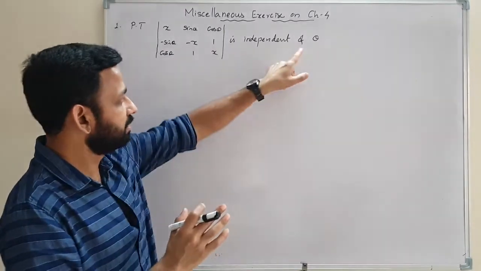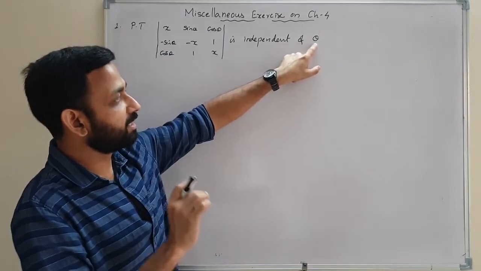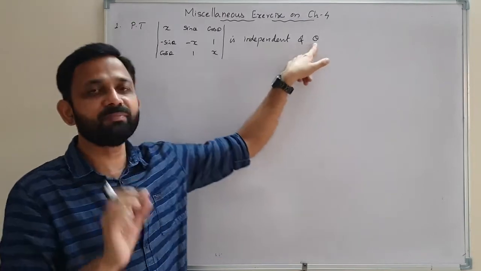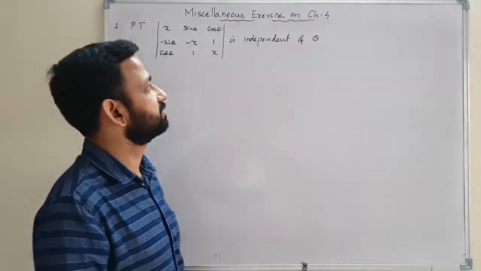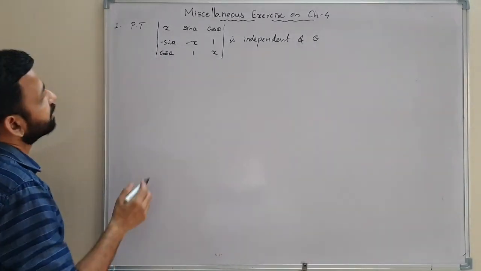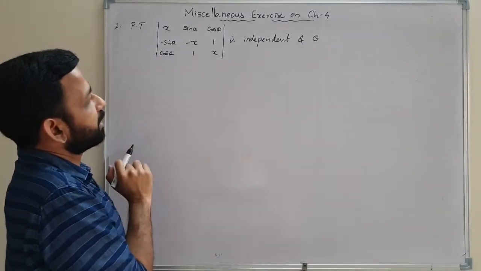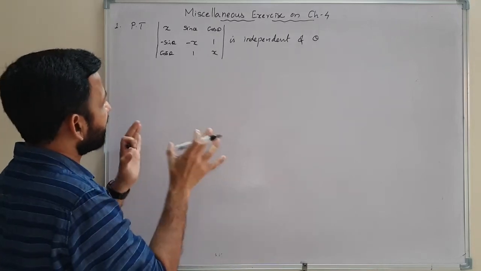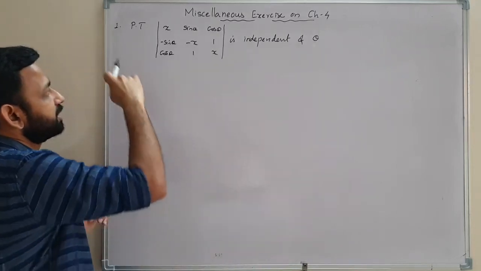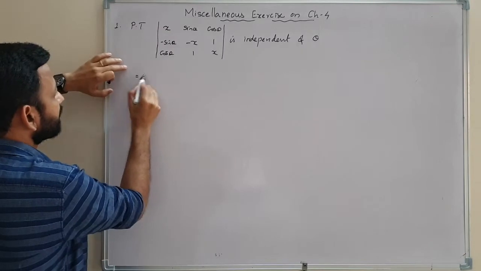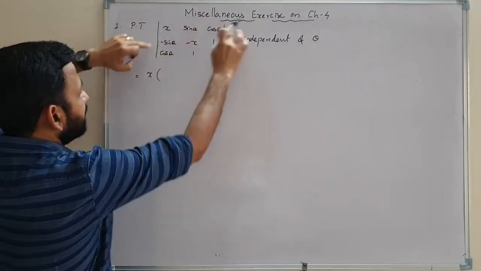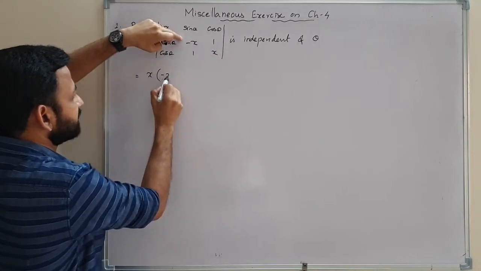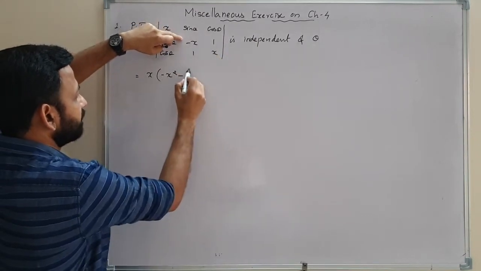That means in the value of the determinant, theta or trigonometric functions should not be there. So let us try. We are going to find the value of the determinant by using the first row. First element x into deleting, then minus x into x, that is minus x square minus 1 into 1, 1.